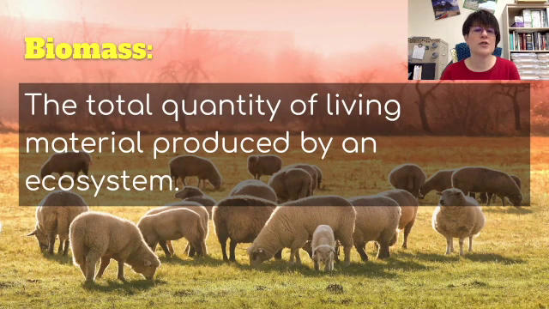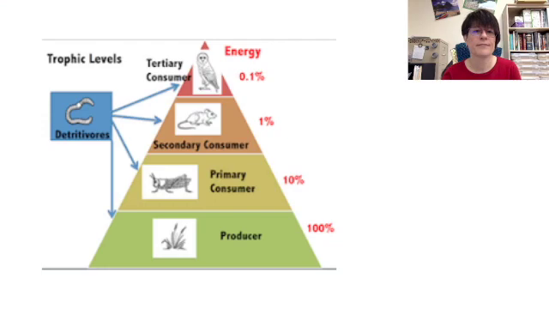So biomass is the total quantity of living material produced by an ecosystem. So the biomass would include everything: the mass of the sheep, the grass, the trees in the background, all of the insects that we can't necessarily see, all of those mice we can't see that may be underground, all the worms, and all those types of things would be included in the biomass. So here again, the biomass at each level decreasing as we go up, and they would all be included in the area's biomass.